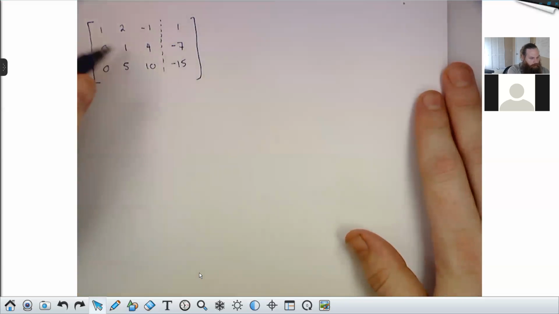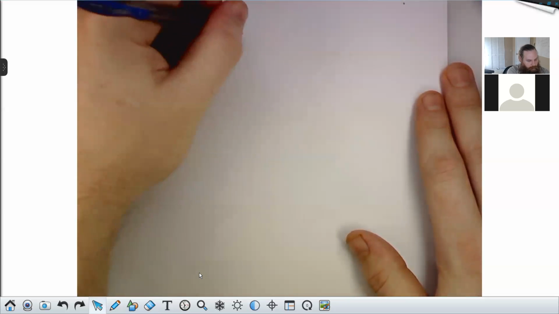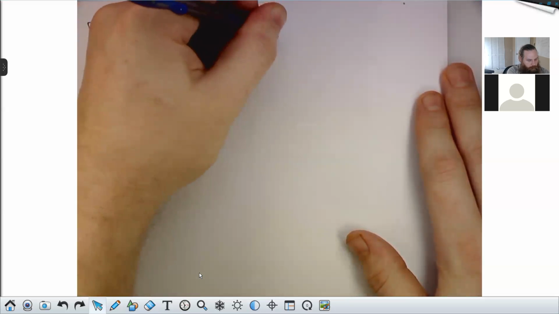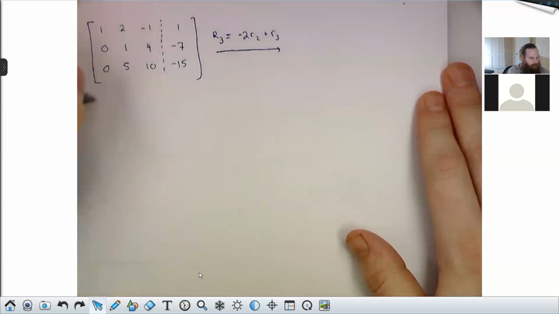Okay, 1, zeros beneath, 1, I need a 0 beneath, so I need to kill this 5. So I'm going to multiply row 2 by -5 and add it to row 3. In other words, my new row 3 is going to be -5 times my old row 2 plus my old row 3. That's the row operation. Rows 1 and 2 don't change, so I copy them down.